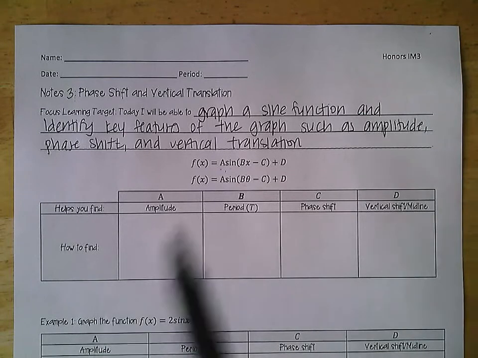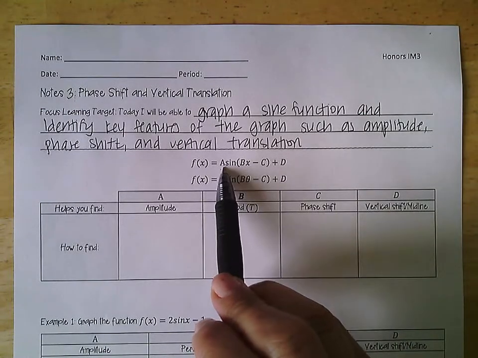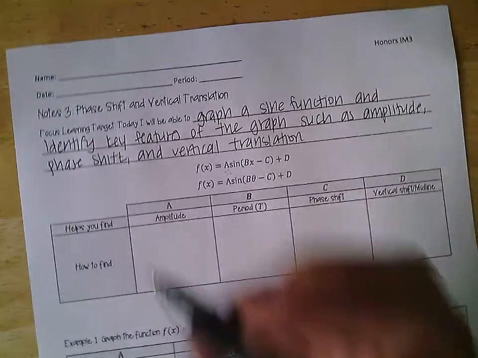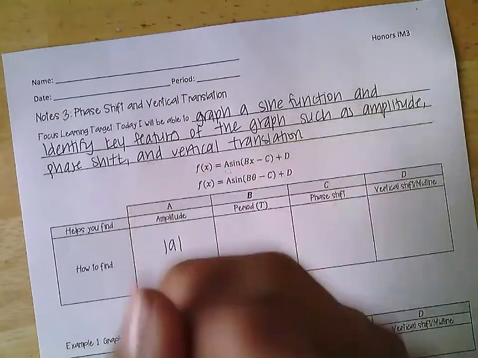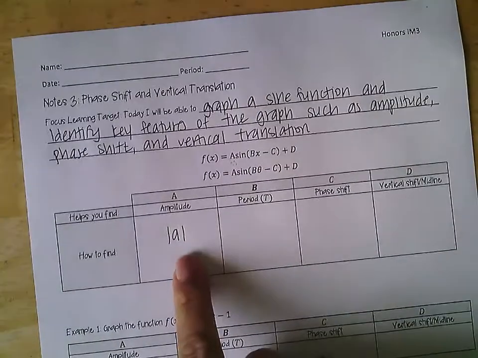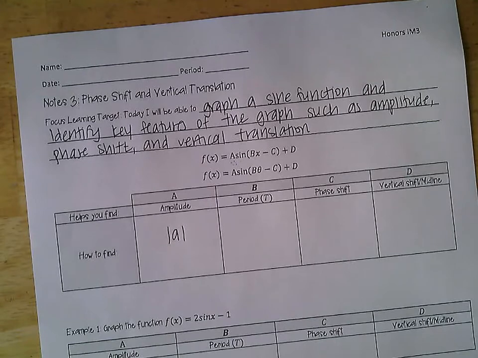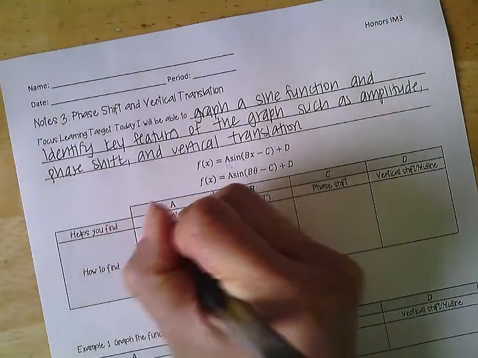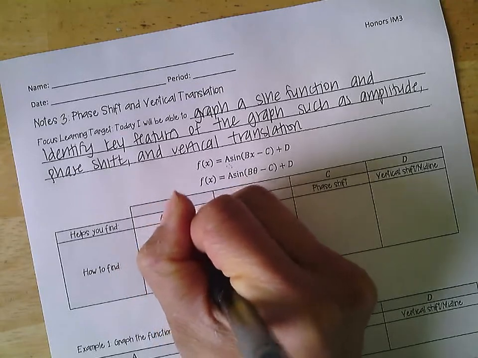So the a that's in front of the function, this is the amplitude. The amplitude is always going to be a positive number, and so I'm going to put that in an absolute value. Remember, when you have an absolute value, the number always turns out positive. Remember, the amplitude is also known as the height of our graph, so aka the height.